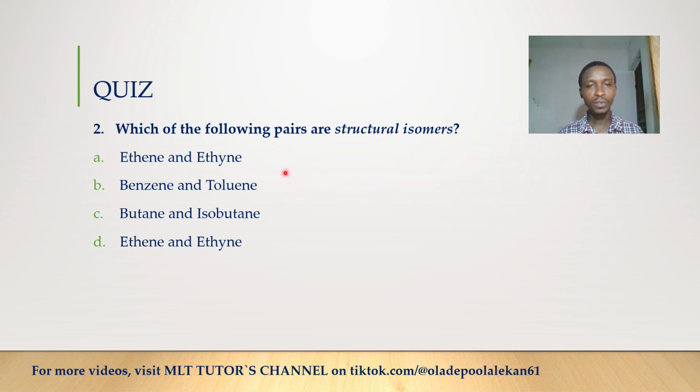Question 2. Which of the following pairs are structural isomers? Option A, ethene and ethyne. Option B, benzene and toluene. Option C, butane and isobutane. Option D, ethene and ethyne. Alright, the correct answer here is option C, butane and isobutane. Those two compounds exhibit structural isomerism.